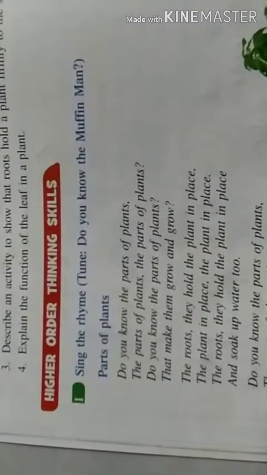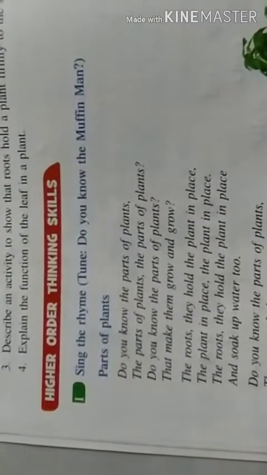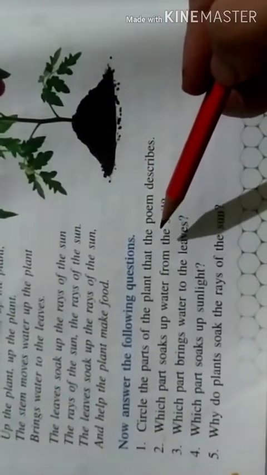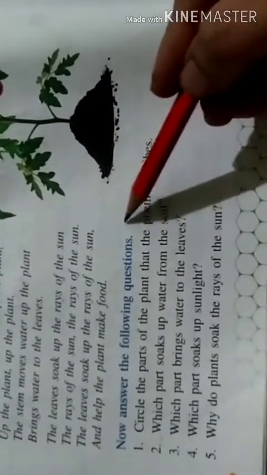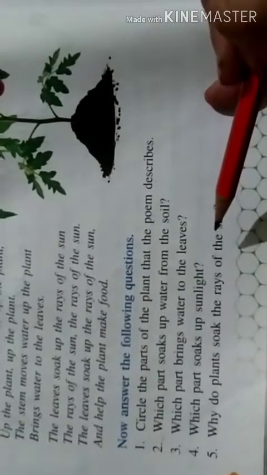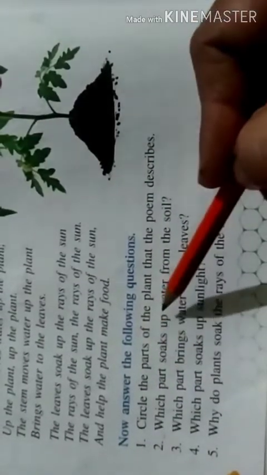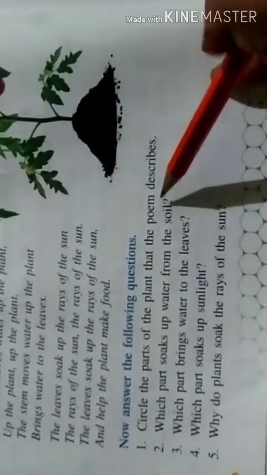Now students, open your page number 22. See here one poem is given. So you have to read this poem very carefully and you have to solve these questions in one sentence or in one word in revision copy. You have to write down these answers in revision copy, not in your EVS copy. Getting? So now see students, circle the part of the plant that poem describes.